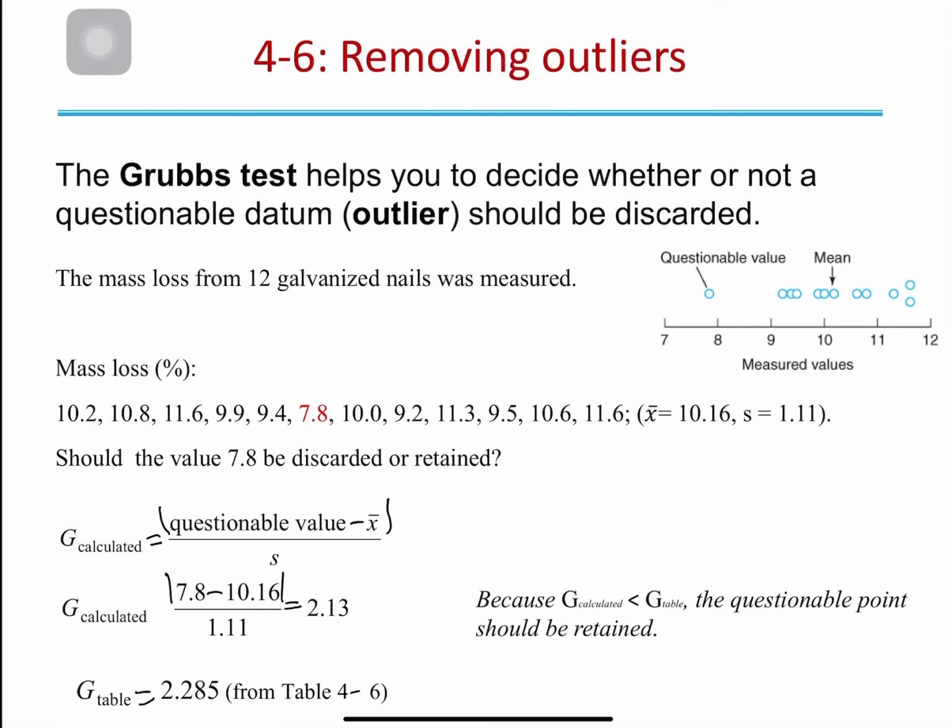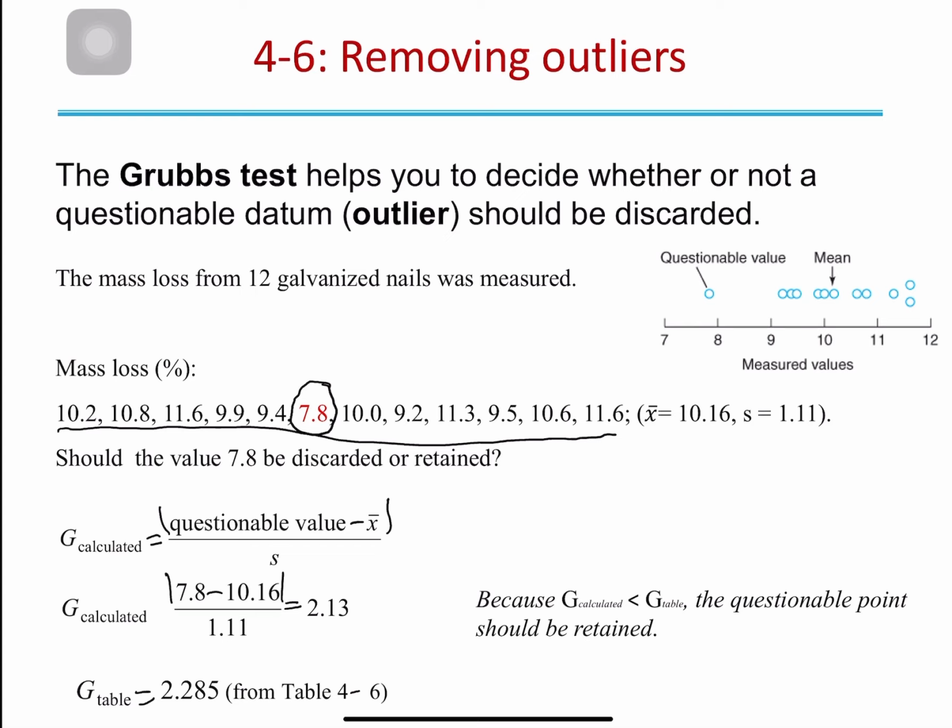Say we measure the mass loss from two galvanized nails and we end up with many different values, as you see here. All of them seem to be very close to each other except for this value, which is 7.8. It seems a bit far. With normal judgment, you would say 7.8 looks like an outlier, a bit far from all of the values. But we cannot judge it like this. What we need to do is run the Grubbs test.